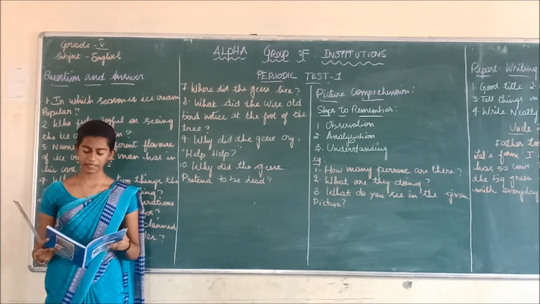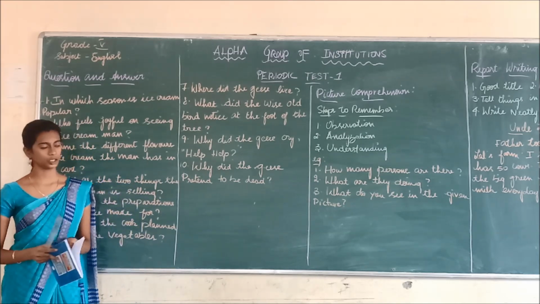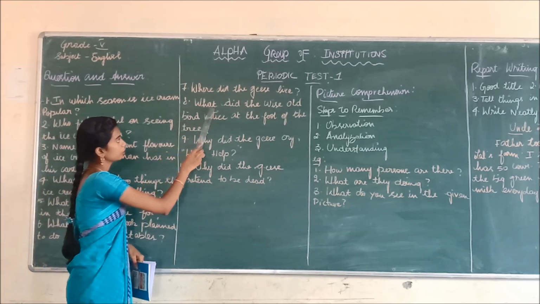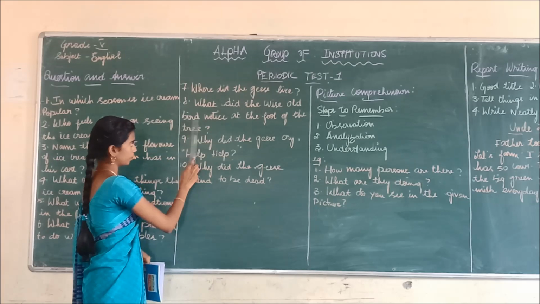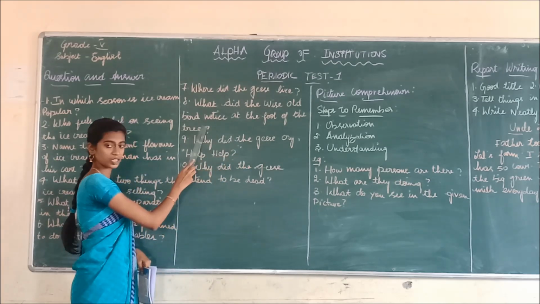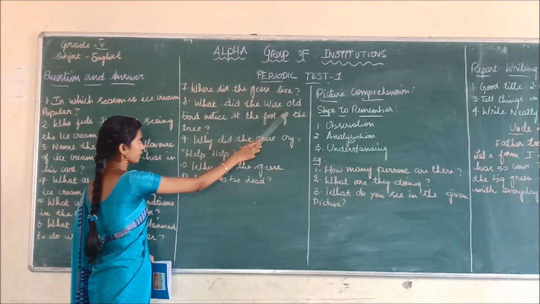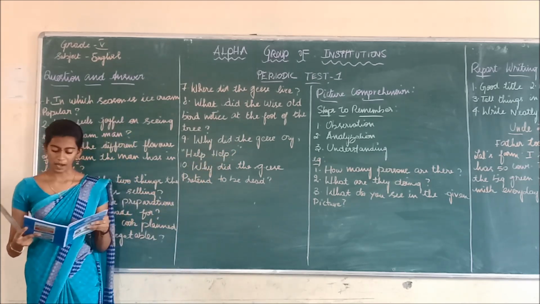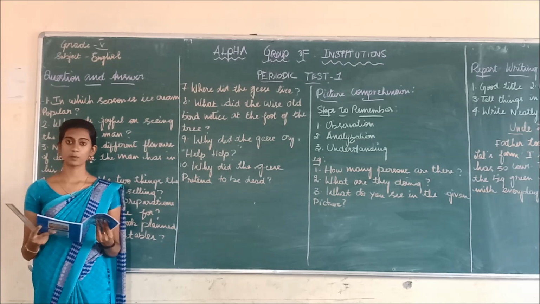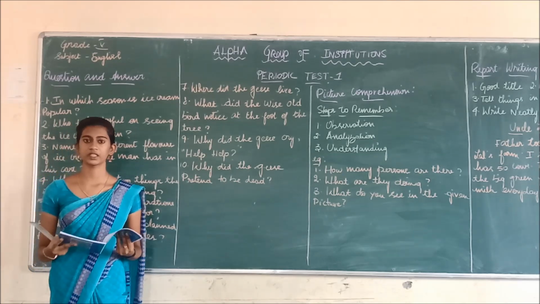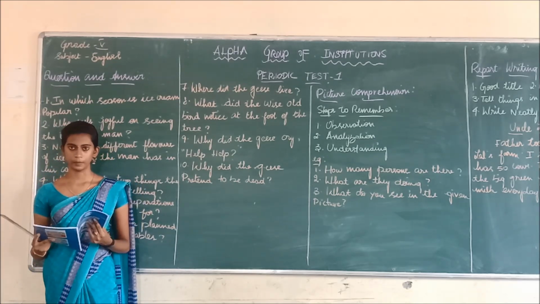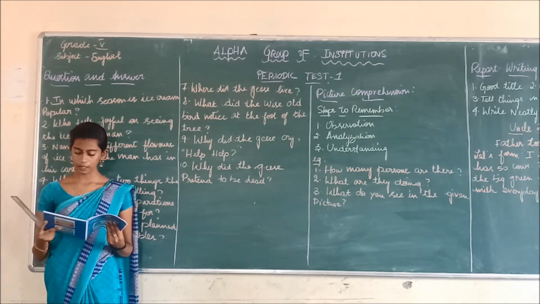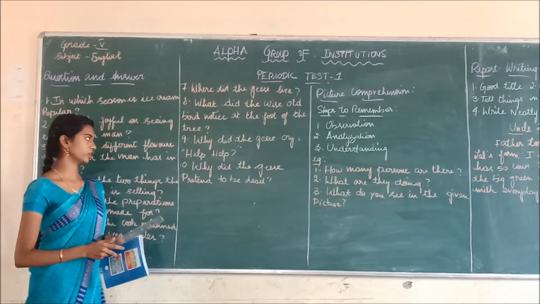The geese live at the top of the tall tree. Question 8: What did the wise old bird notice at the foot of the tree? The wise old bird noticed a small creeper at the foot of the tree.